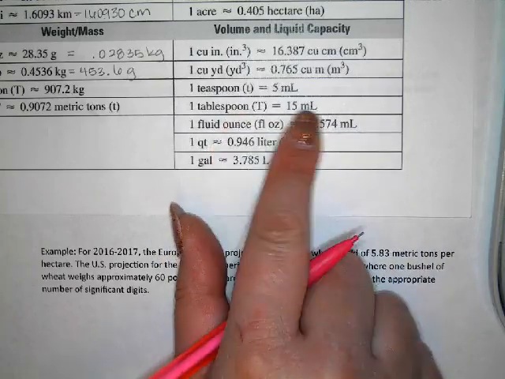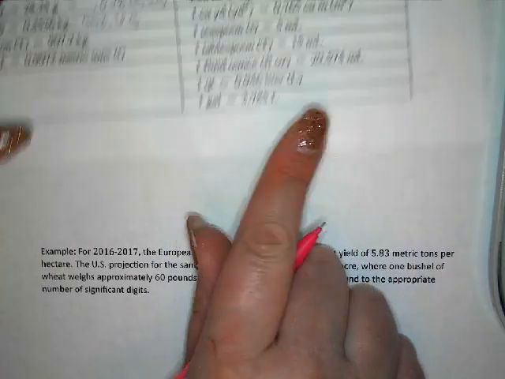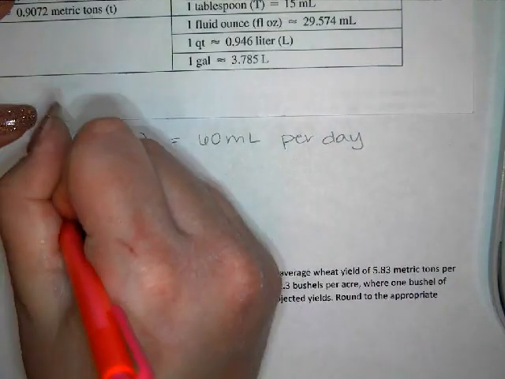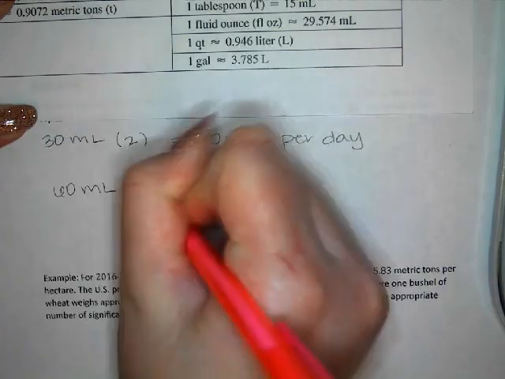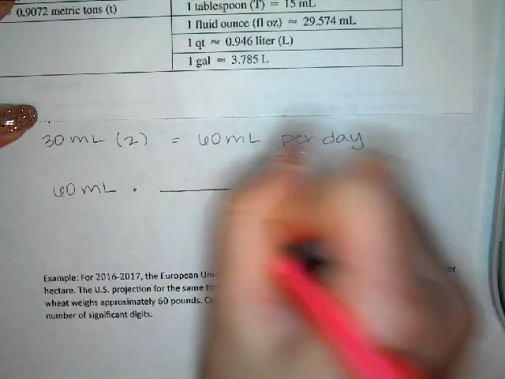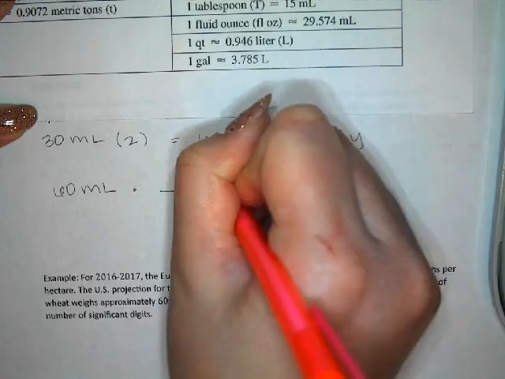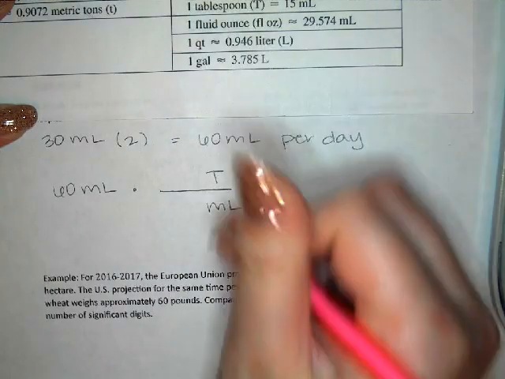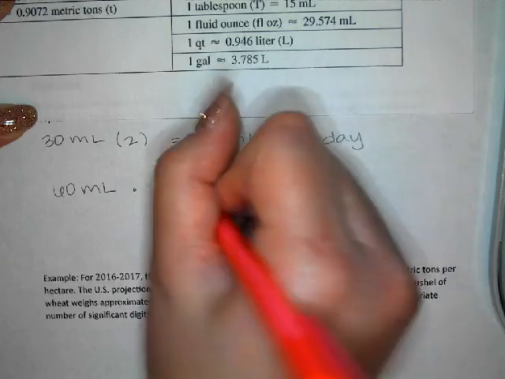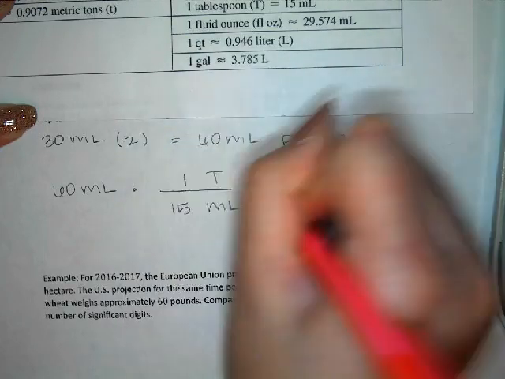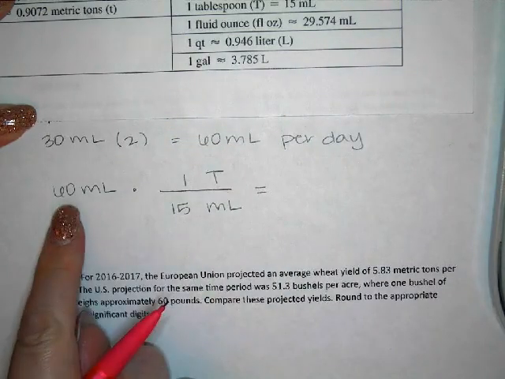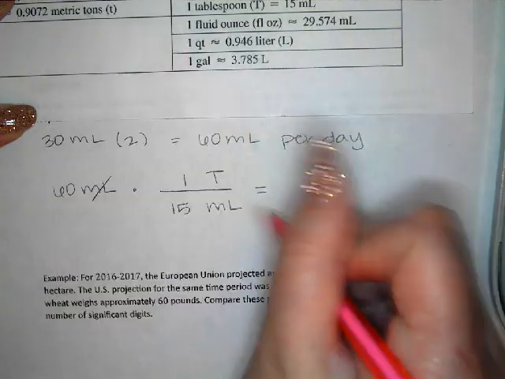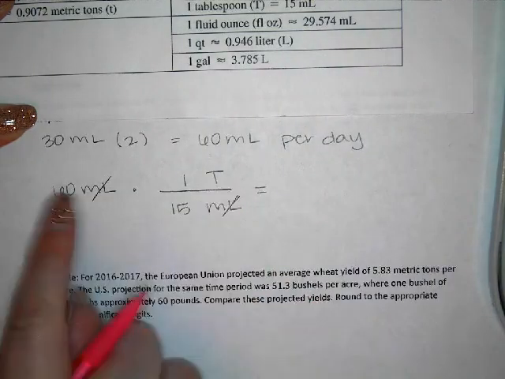We want to cancel out the milliliters. We want to introduce the tablespoons. We know that 1 tablespoon is 15 milliliters. So the milliliters will cancel. 60 divided by 15. That's 4 tablespoons of the medication per day.